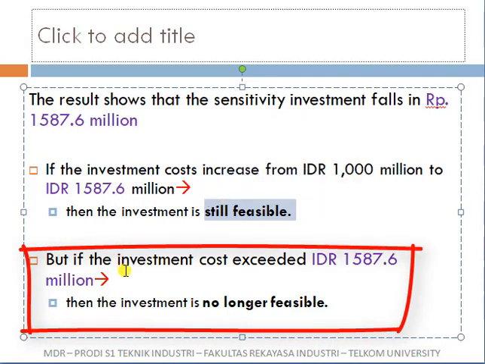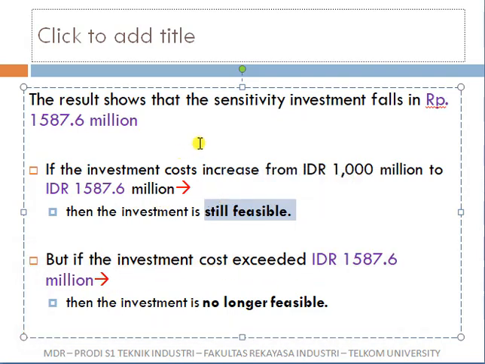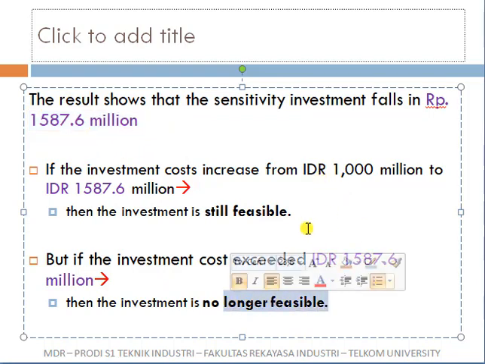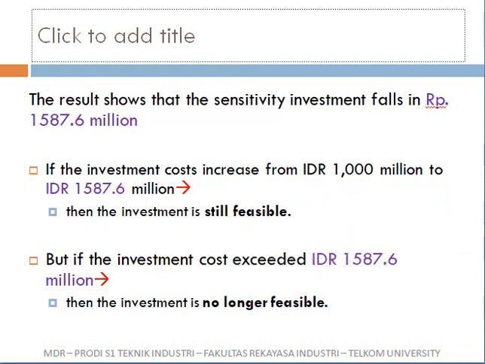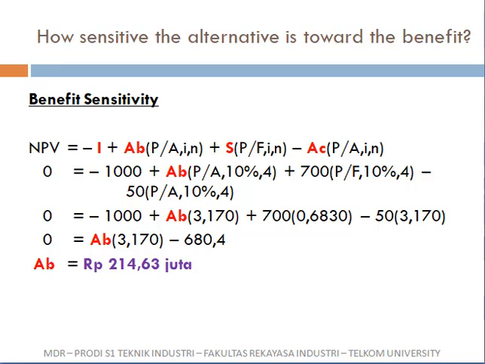But if the investment cost exceeds this investment sensitivity value, then the investment is no longer feasible. So we have the range of tolerations of investment. Okay, now the second practice, we are going to examine the benefit sensitivity.